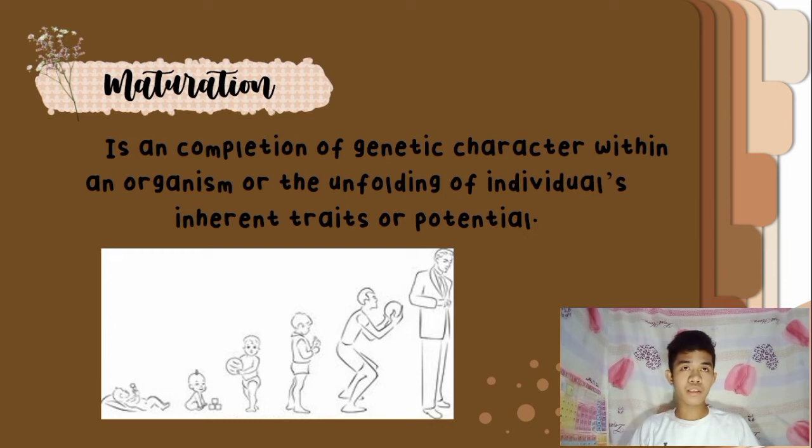So we will discuss maturation. What is maturation? Maturation is the completion of genetic character within an organism, or the unfolding of an individual's inherent traits or potential. This is the ability of an individual from birth. For example, the first walk, the first run, the first talk, the first understanding. This kind of ability is the maturation, or the growth of our structure or some cellular components.